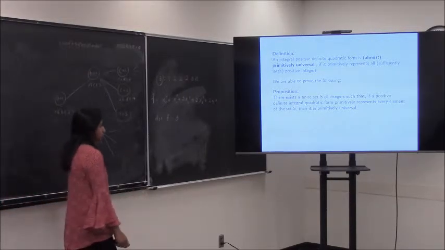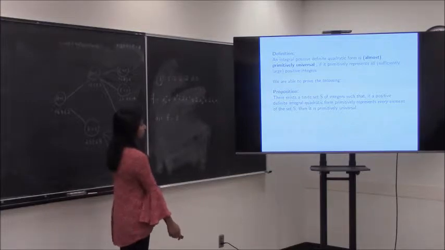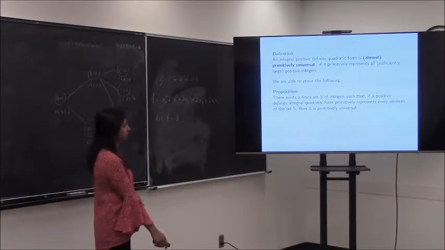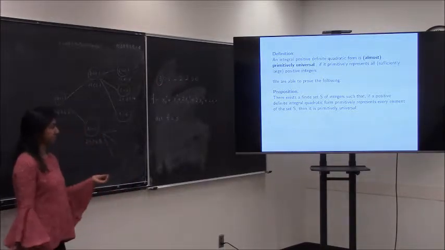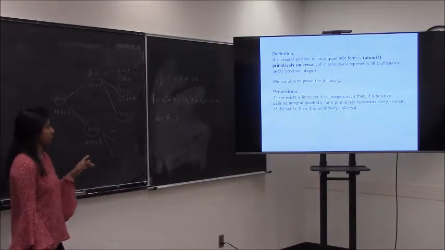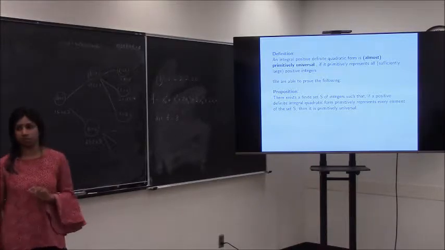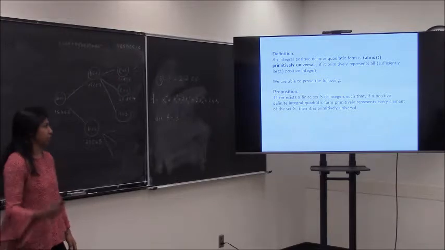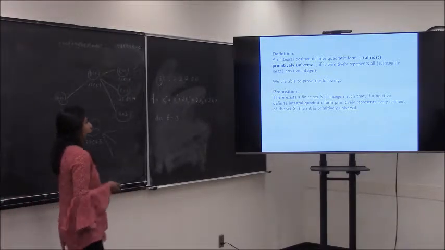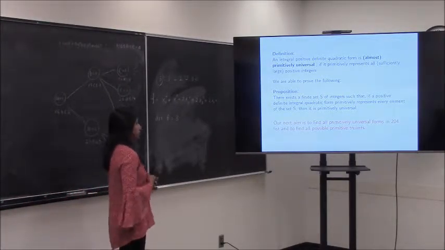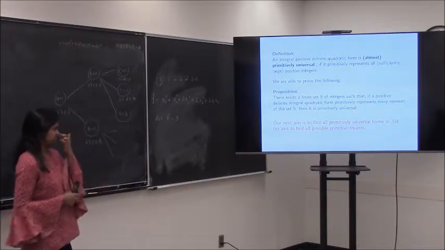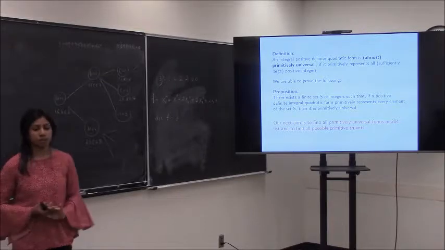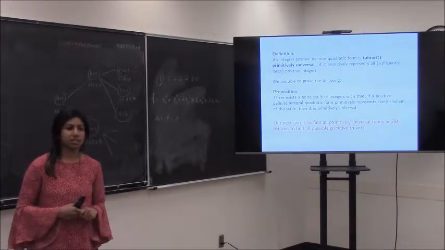So this proposition is already proved. There exists a finite set S of integers such that if a positive definite integral quadratic form primitively represents every element of this set, then it is primitively universal. So let's try to find this set. We want to find that set. Okay. So our aim is to find all primitive universal forms in the 204 list and to find all possible primitive truants. So that's where we started.